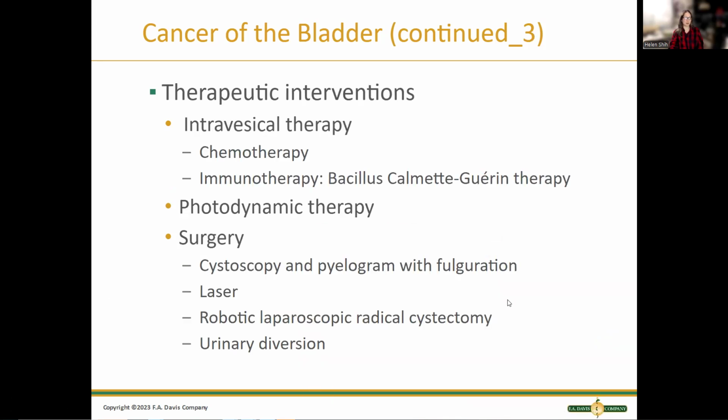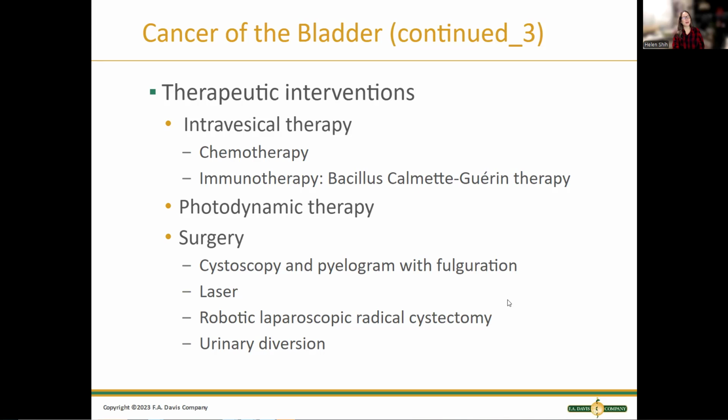Now, therapeutic interventions, you don't have to know the therapeutic interventions for bladder cancer because, like I said, it's a little outside the LPN scope of practice. It's definitely not going to be on exam 3. Bladder cancer itself is going to be on exam 3, but the treatments for bladder cancer won't necessarily show up.